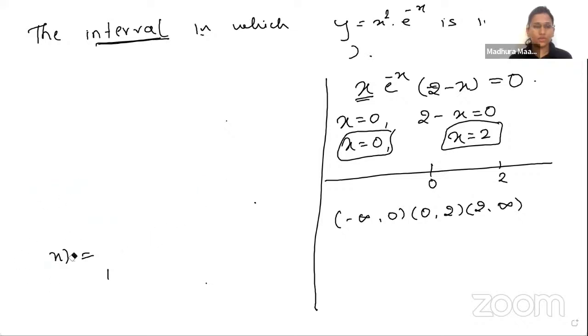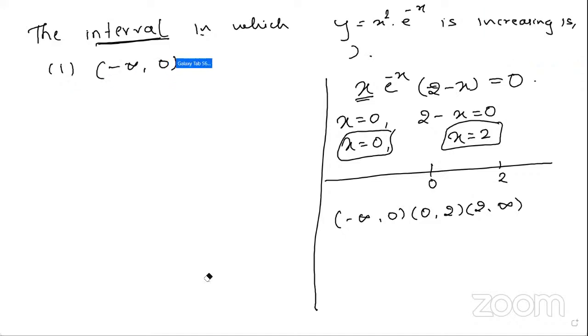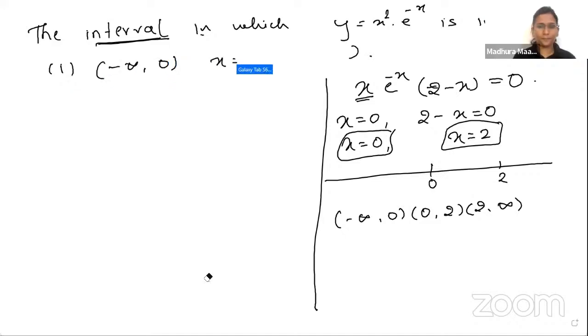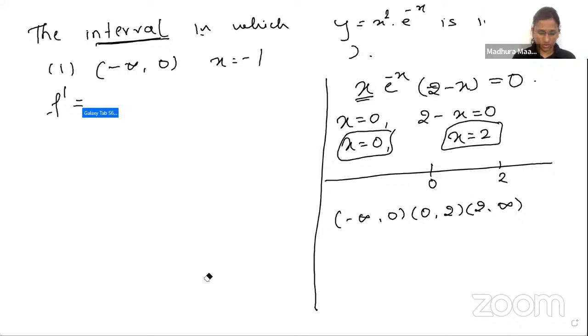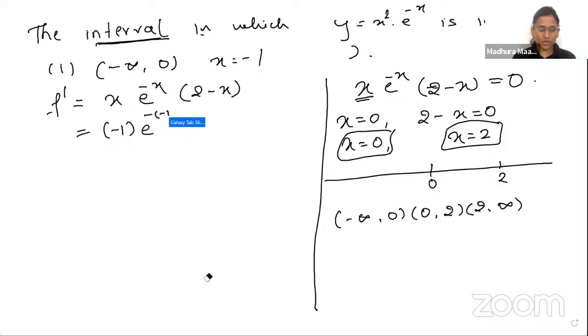Okay, yes, exponential is always positive, remember that. So first case, we have minus infinity to 0. Take any x. Shall I take minus 1 from this? If I take minus 1, f dash was x into e to the power minus x, 2 minus x. So x is minus 1, so this is minus of minus 1, and this is 2 minus 1. So this comes to be minus 1.